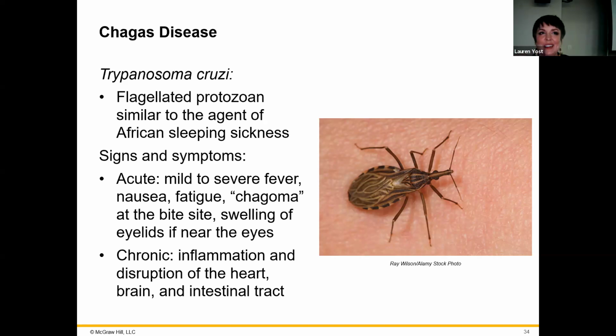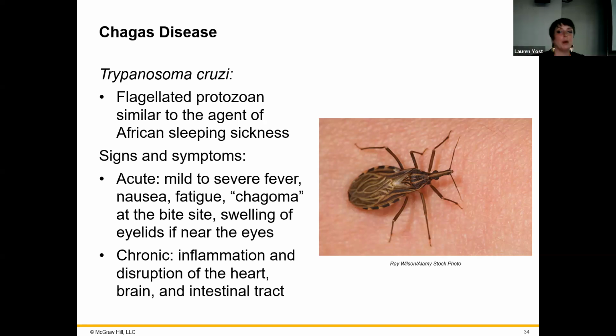Hate to break it to you, these bugs are all over Oklahoma. They're extremely common. They don't always carry this disease, but they can carry this disease. And so we haven't had a massive endemic issue with Chagas disease in Oklahoma, but this isn't uncommon in Texas. And so sometimes you'll have some cases coming out in Oklahoma. So Chagas disease is caused by a flagellated protozoa. This is a protozoal disease.